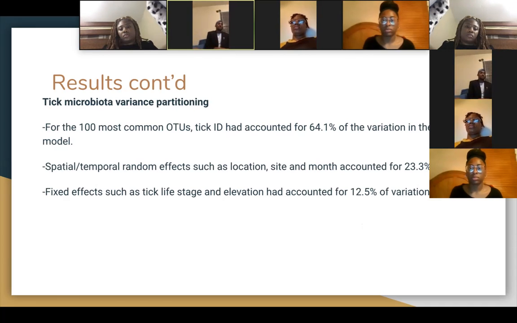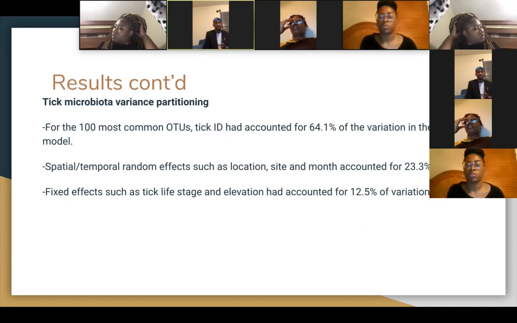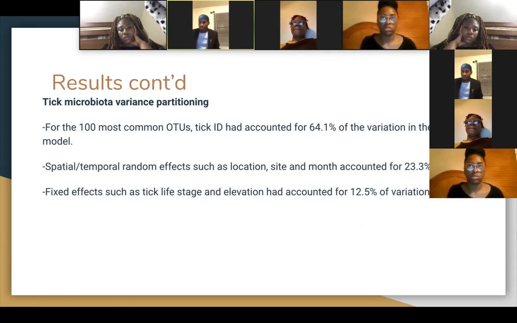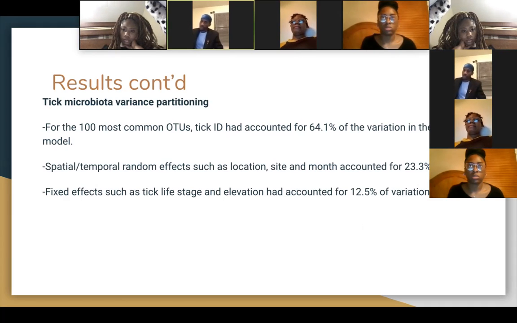Then you had spatial temporal random effects such as location, site, and month, and this accounted for 23.3% of the variation of the model. Then you have fixed effects such as tick life stage and elevation, which accounted for 12.5% of the variation in the model.